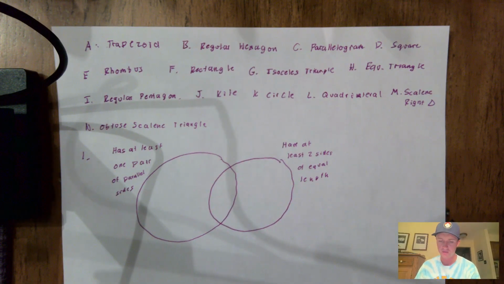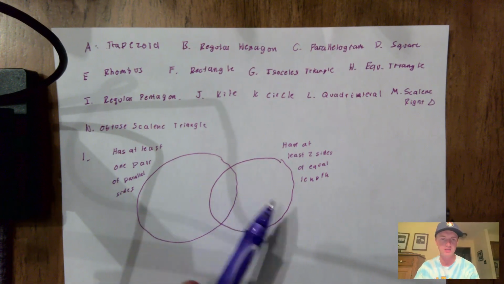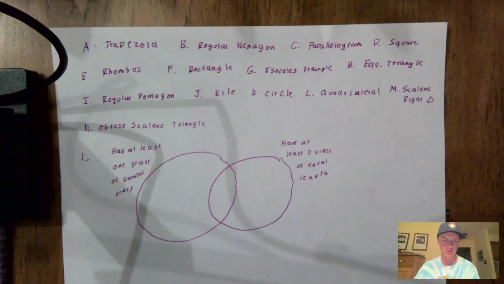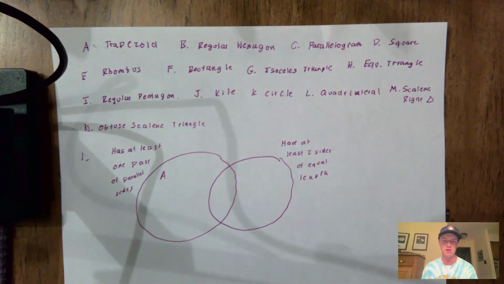So the first one, trapezoid. If we're looking here, it has at least one pair of parallel sides, and it has at least two sides of equal length. Some of you will be like, well, isosceles trapezoid, right? You'd be totally correct, but in this case we're talking about all trapezoids. So having at least one pair of parallel sides falls under that criteria for that one. So you can go ahead and put letter A there.